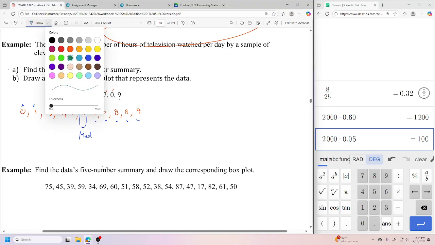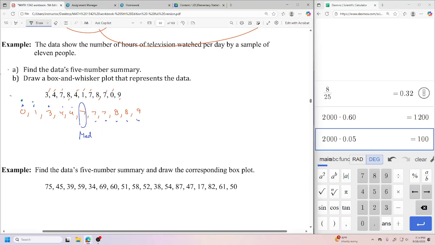Use a different color here for the other guys. 1, 2, 3. 1, 2, 3. There it is. Q1. The other way. 1, 2, 3. 1, 2, 3. There it is. Q3. And then right here, this is the minimum just because it's the lowest number, and this is the maximum just because it's the biggest number.